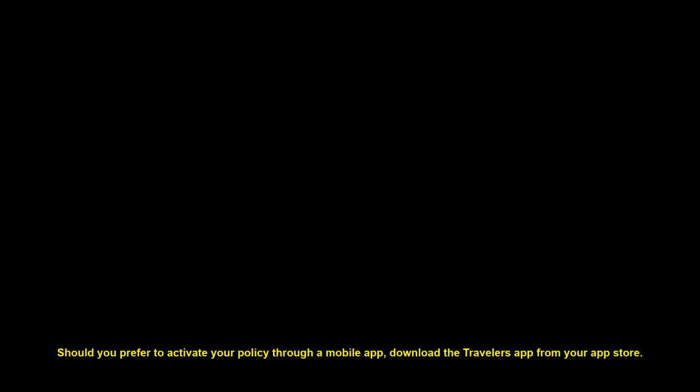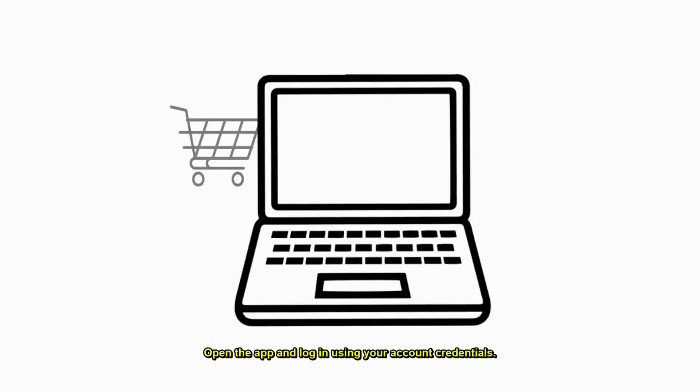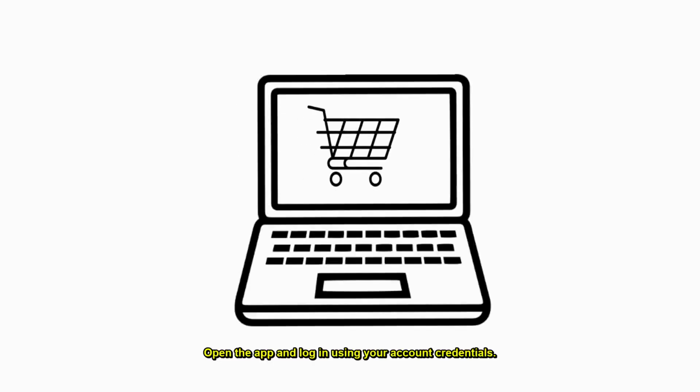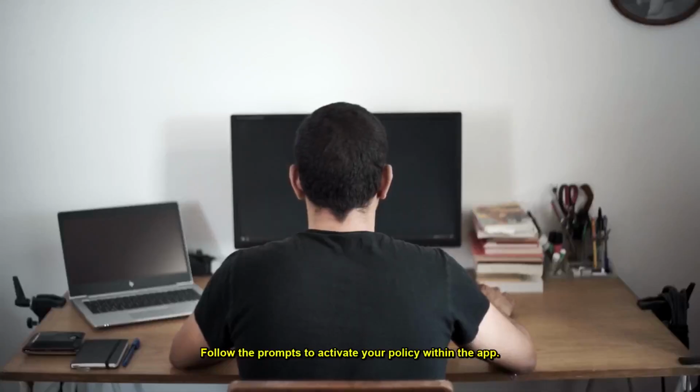Should you prefer to activate your policy through a mobile app, download the Travelers app from your App Store. Open the app and log in using your account credentials. Follow the prompts to activate your policy within the app. Once activation is complete, you will receive a confirmation email for your records.